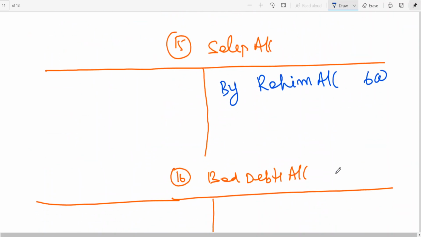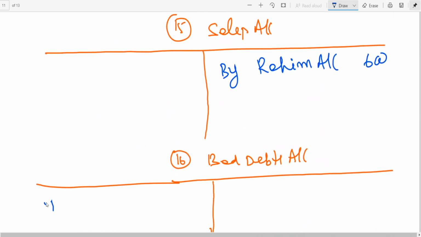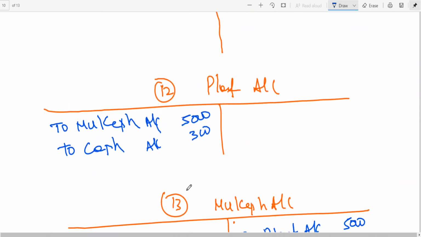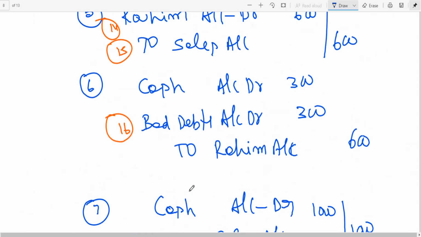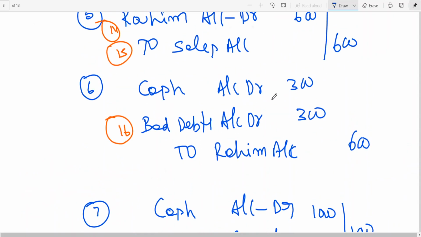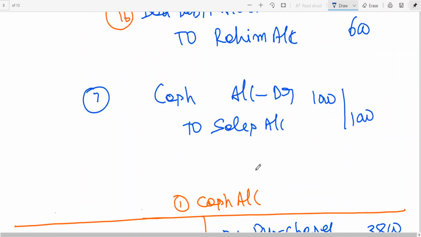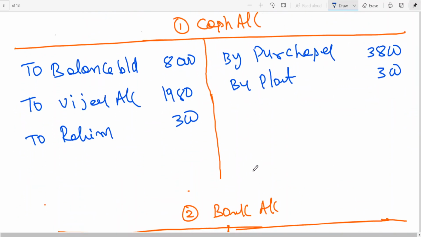Now I have to go to bad debts account. In bad debts account, I must write to Rahim 300. Entry in bad debts account, to customer, that is Rahim. Completed. Cash account debit side I have written to Rahim 300. Bad debts account I have written to Rahim 300. In Rahim account I have written by cash, by bad debts. Last entry. Cash account A/c to sales. In cash account, to sales account.